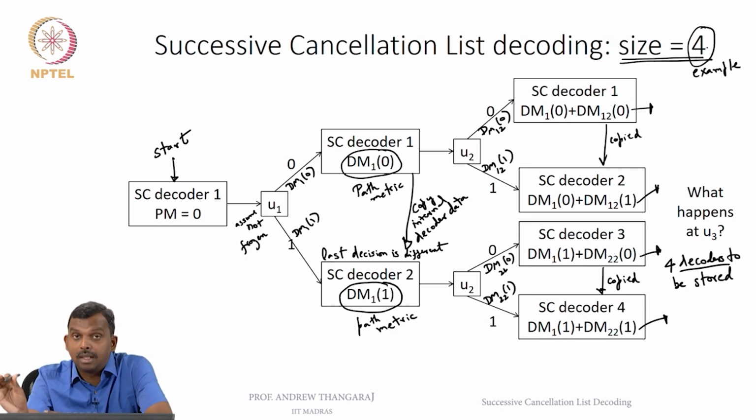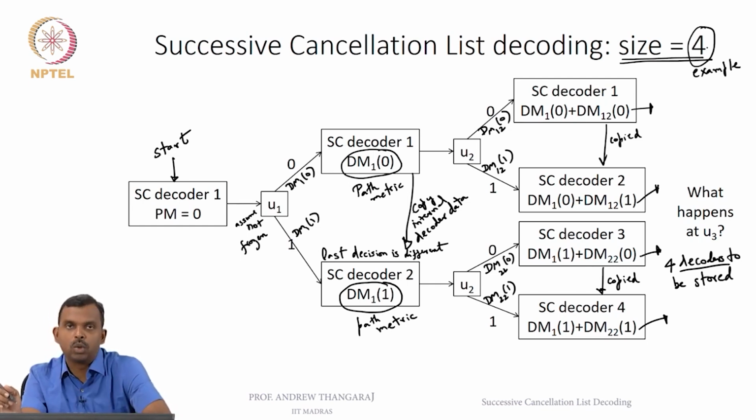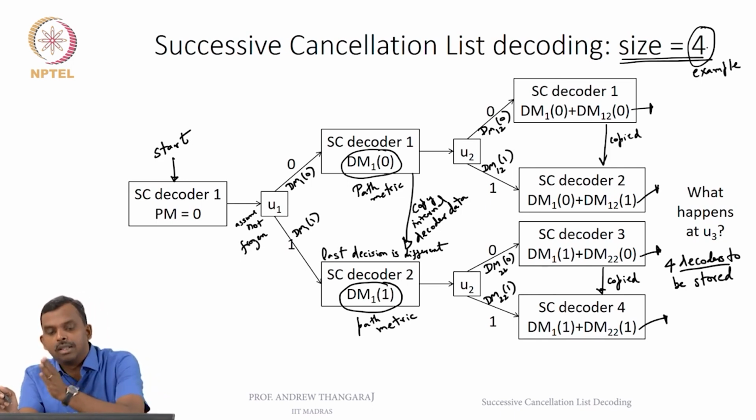So this is a slightly tricky thing. If you think about it, you are growing the decoder first and then you are pruning it. So you have 4 decoders here. After the decision u3, eventually you will have 4 decoders, but in the intermediate part you have 8 decoders, and then you throw away 4 of them and you have only 4 decoders. So this is how the list decoder proceeds.